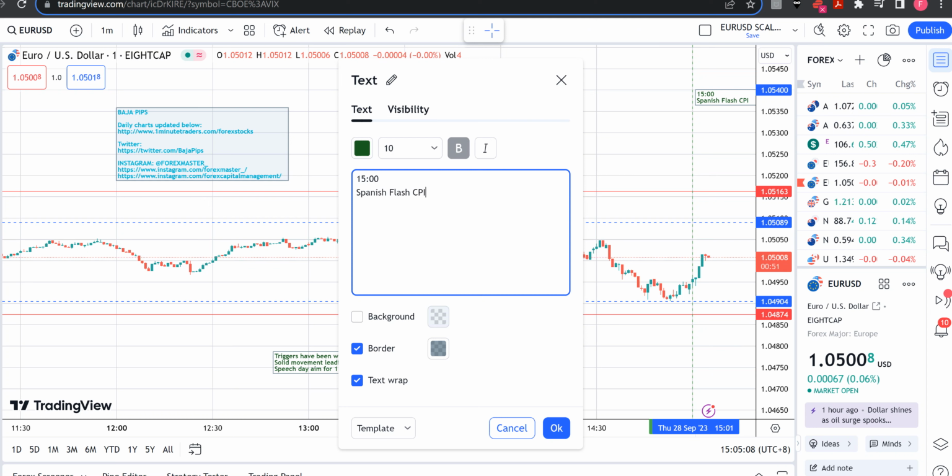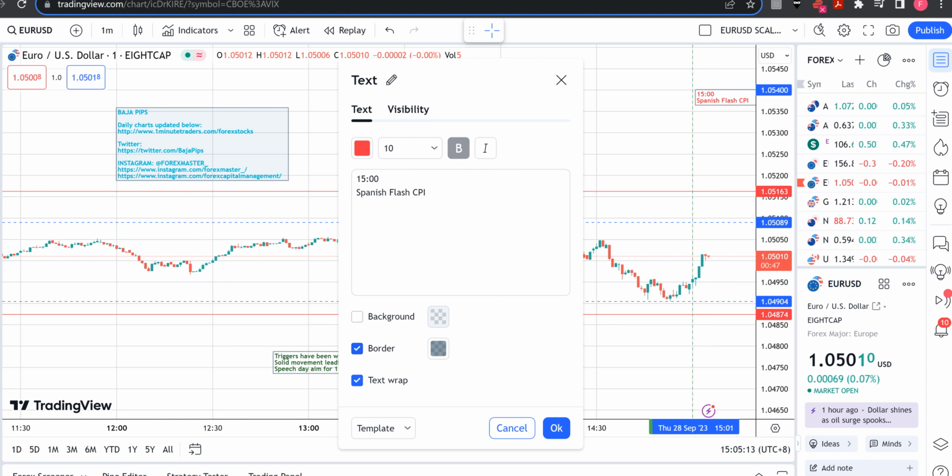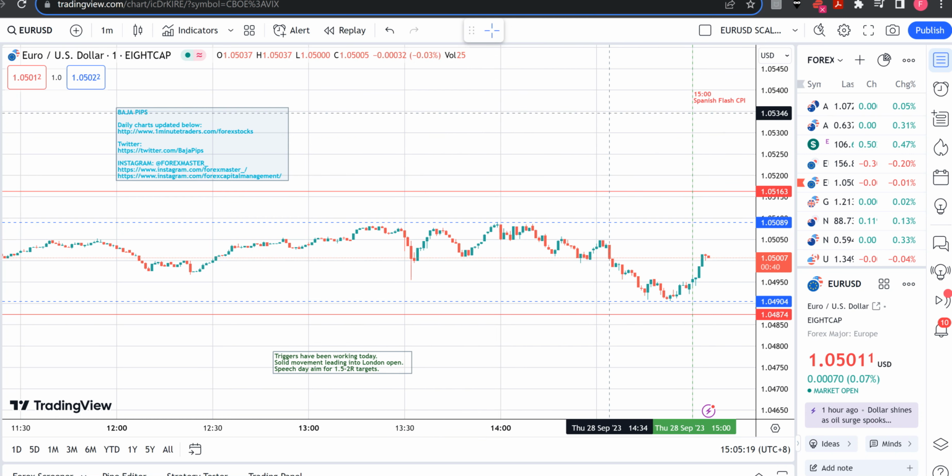Flash CPI. Okay, mark that off in the red. You guys can see this is mandatory. I do all of this. It's not a joke. Have to take everything seriously. All right, so here we go.